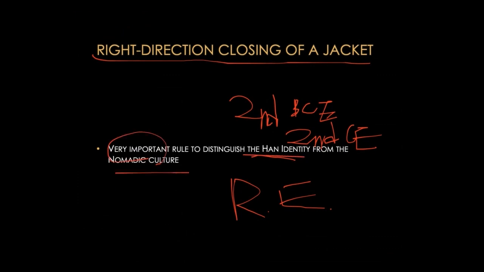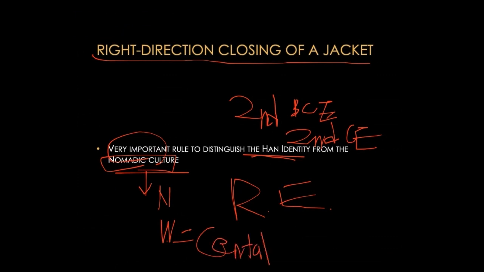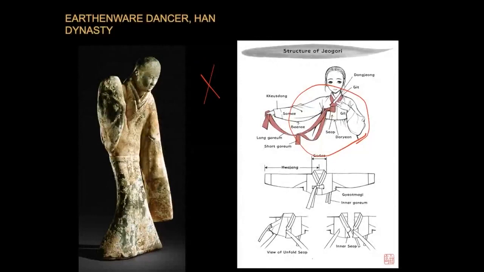So in the eyes of Chinese historians, nomadic culture, meaning these people coming from either north of China or from the west of China, meaning Central Asia, because they were nomads, their clothing is very similar to the contemporary women's fashion. They close toward the left side. So that is a very important distinction. So I want you to bear that in mind in Asian culture.